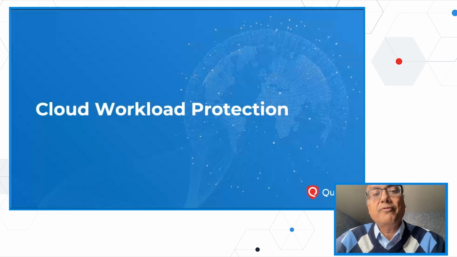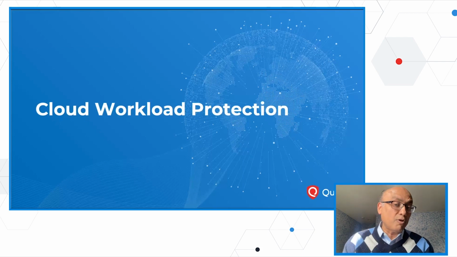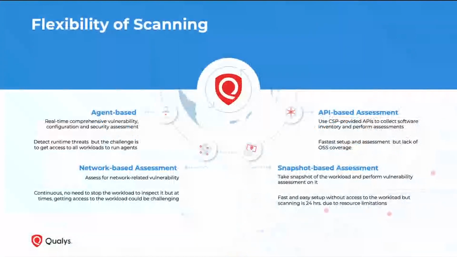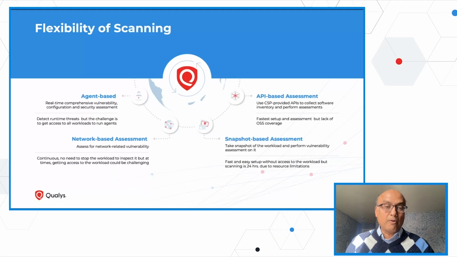Now let me go through the various functions that we have within Total Cloud 2.0. We have Cloud Workload Protection, which is a fundamental mechanism for securing workloads. What's really important about our implementation of CWP is that we provide four different scanning mechanisms: agent-based, network-based assessment, snapshot-based assessment, and API-based assessment. Together, they provide a 360 view of the vulnerability of an asset.